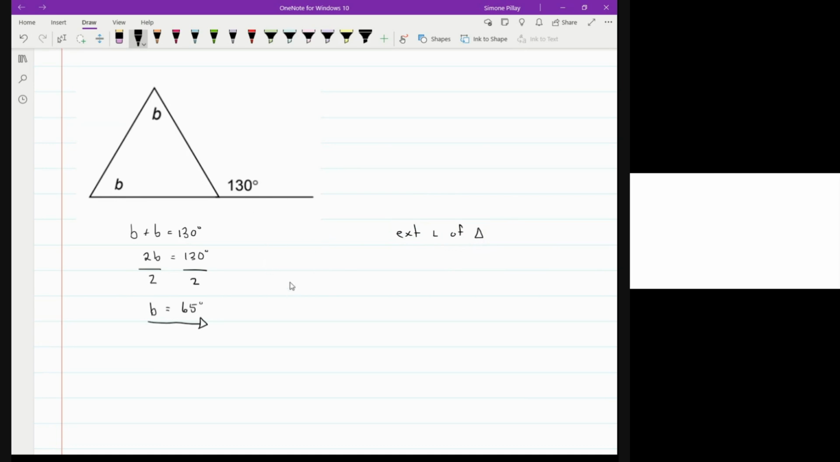Entle, what is your question? Why did we divide 2B and 130 by 2? Okay, so let's think back to when we looked at equations. Entle, I'm asking you specifically. I hope you don't feel like I'm singling you out, but what is the goal of an equation? What's my end goal? What's the big picture of an equation? What am I trying to do in an equation?